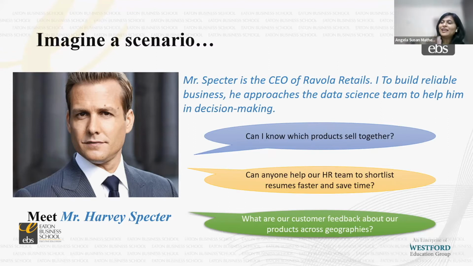Okay, so what I'm doing now is I'm just adopting Harvey Specter as the CEO of Revola Retail, a big, huge retail company, which is based, let's assume, in the US. And to build a reliable business, Mr. Specter approaches his data science team. Just imagine there is a team of people available to analyze data. And there are a couple of questions that he asks. Look at the questions. One, can I know which products sell together? Second, can anyone help our HR team to shortlist resumes faster and save time? And third, what is our customer feedback about our products across geographies?